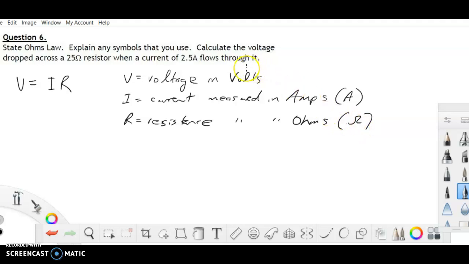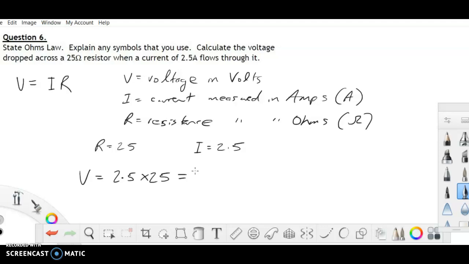Then it says calculate the voltage dropped across a 25 ohm resistor when a current of 2.5 amps flows through it. So in this case, R equals 25 ohms, I is the current, equals 2.5, and we are asked to get the voltage. The voltage equals I times R, which is 2.5 multiplied by 25. So that's going to be 50 and 12.5, something like that.